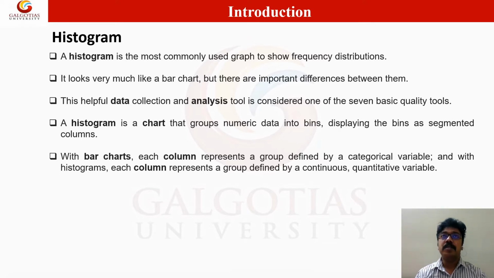If you take a normal bar chart and a histogram, they look the same, but there are some important differences between them. A histogram is a chart that groups numeric data into bins. Here the intervals of the data are represented as bins, which display the bins as segmented columns. With a bar chart, each column represents a group defined by a categorical variable, and with a histogram, each column represents a group defined by a continuous quantitative variable.